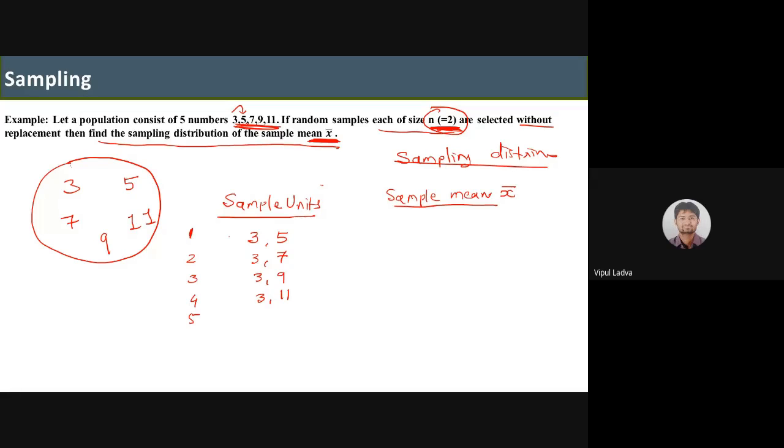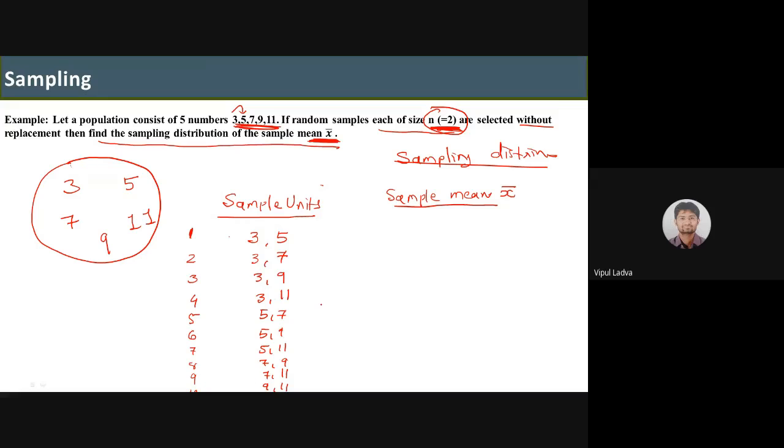Can I pick 5, 3? No, that is meaningless. 5, 7. Yes. 5, 9. Yes. 5, 11. Correct. Then after that 7, 9, 7, 11. And one more, 9, 11. Correct. Now count them, 5, 6, 7, 8, 9 and 10.